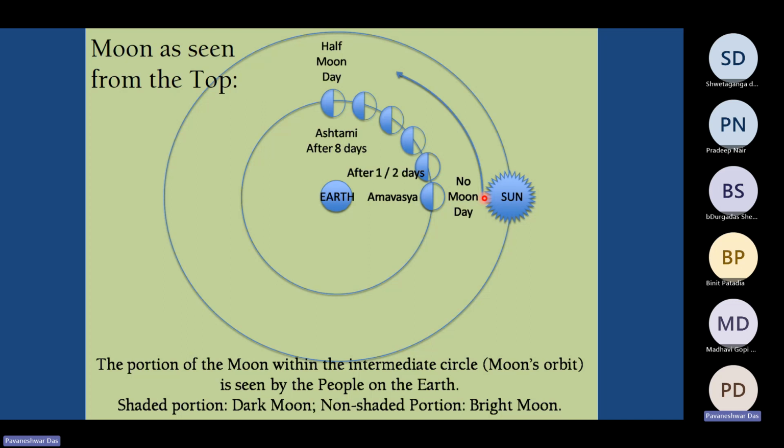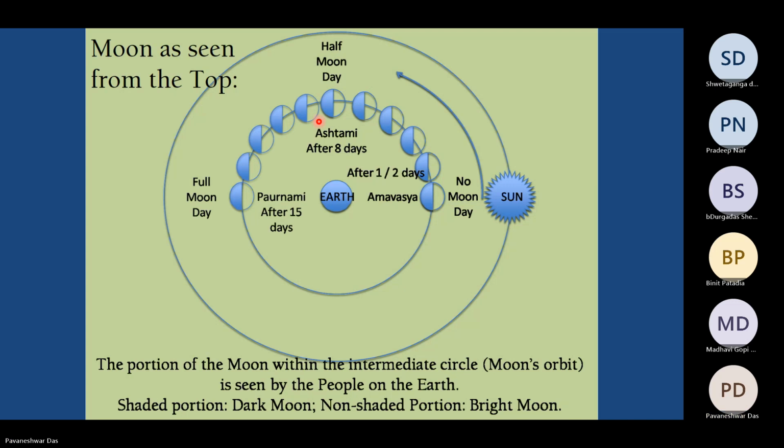So like that, day after day, in 7 or 8 days, on Ashtami, this part of the moon is bright and this part of the moon is dark, because the sun is on this side. What we see is half moon dark and half moon bright on the Ashtami day. So tonight and tomorrow night, you get to see this kind of moon.